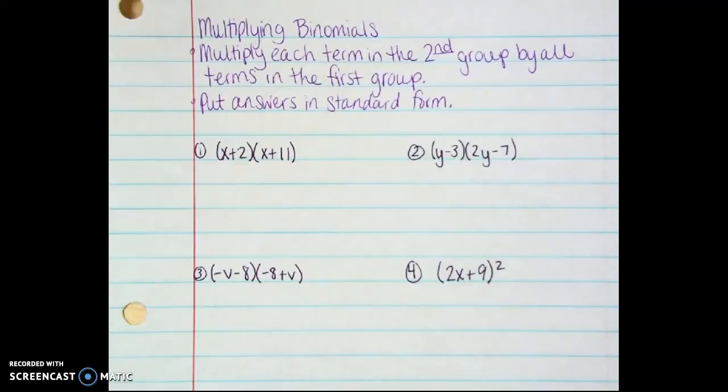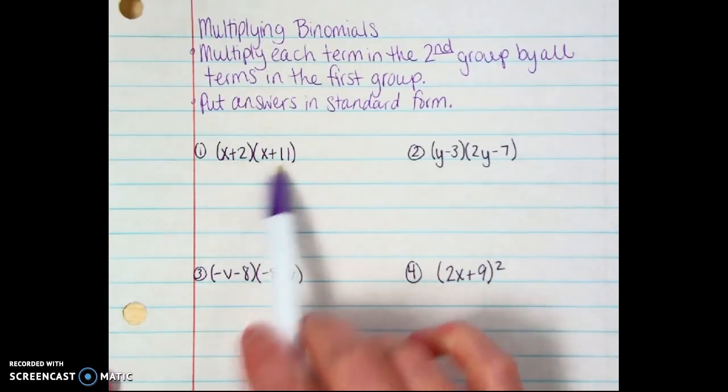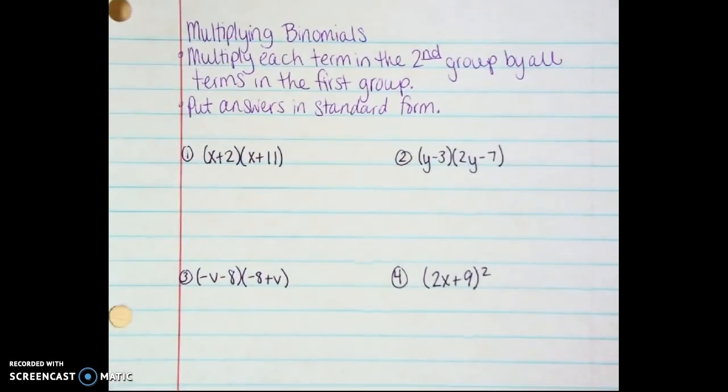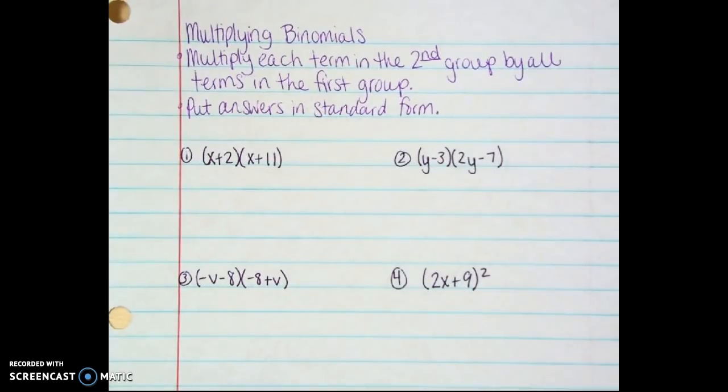Today's notes are on multiplying binomials, and binomials are two terms, so if you can look below, two terms times two terms. There are two little rules that you have to remember when you're doing this. First one is multiply each term in the second group by all terms in the first group, and then you need to put your answers in standard form. Okay, so to start this, we are basically doing the distributive property 4 times.